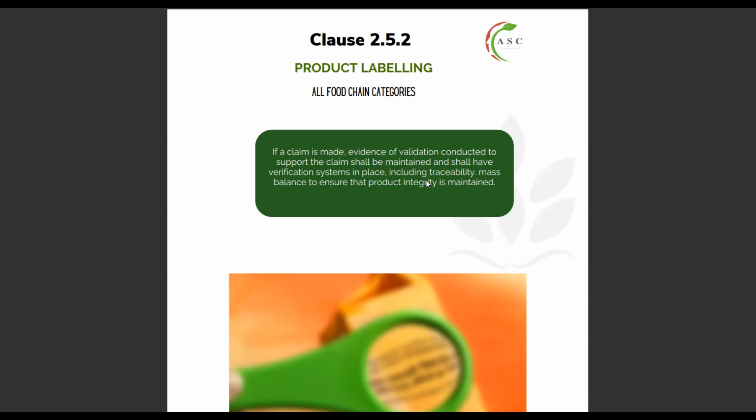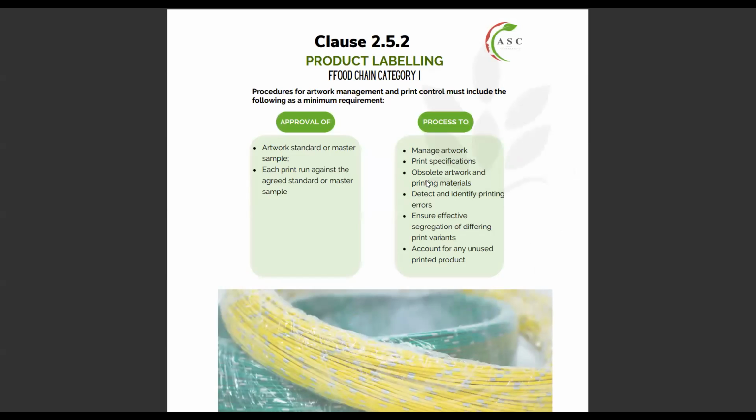Then for food chain category I, the artwork management and print control procedures shall be established and implemented to ensure that the printed material meets applicable customer and legal requirements. So we have separated into two. The new one, in terms of approval, you are supposed to list the following: the approval of artwork standard or master sample.